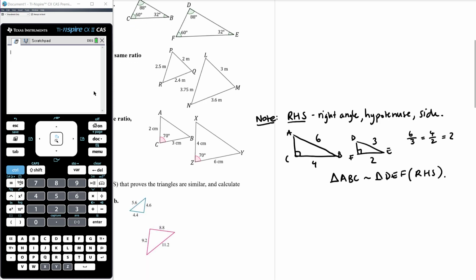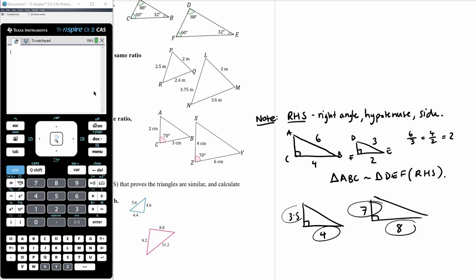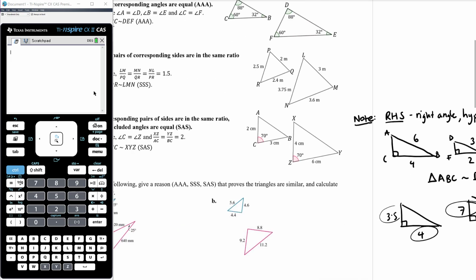Please note that just because it's a right angled triangle doesn't mean that the reason will be RHS. So if, for example, we had this, let's say that this is 4 and this is 3.5, and let's say that this is 8 and this is 7, and that's a right angle. This is not RHS because you don't have the hypotenuse. This is side angle side. Those lengths are in the same proportion as those. 7 divided by 3.5 is the same as 8 divided by 4, so the scale factor is 2, and the included angle is known, and so we are back here at this one, SAS.